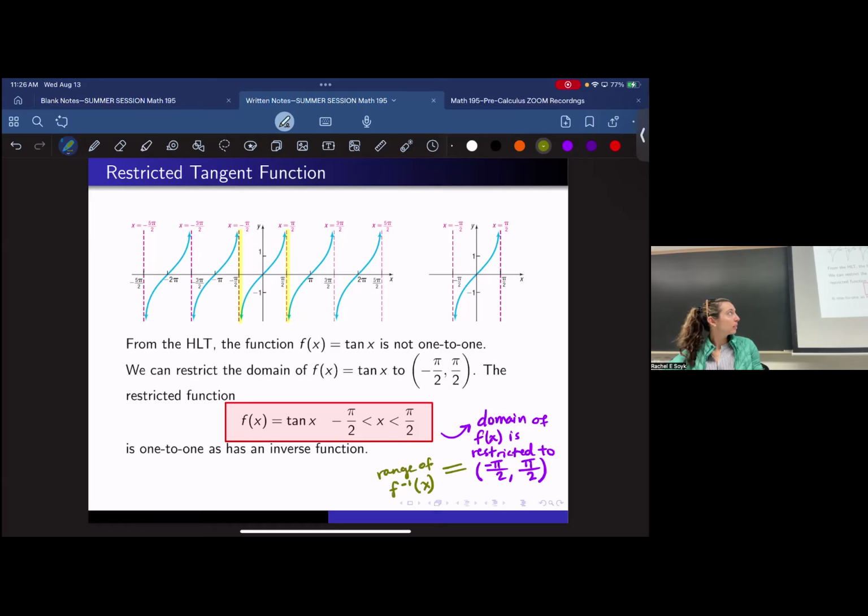Okay. Any questions at all? Another thing to just be mindful of, especially when you're just graphing tan functions, is that your x-intercepts hit at multiples of pi.